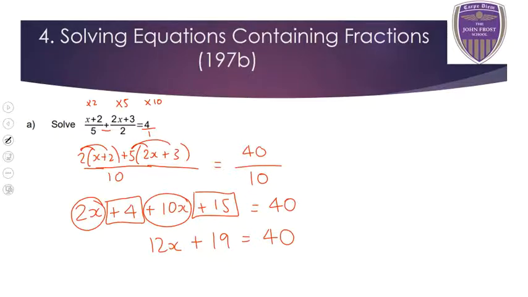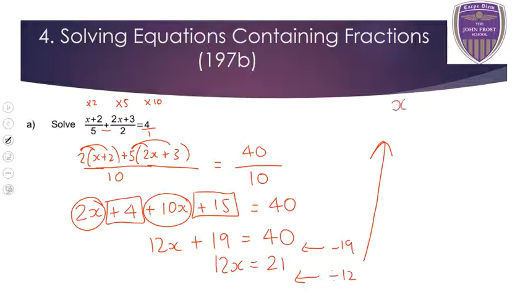So we're working backwards to find the value of x. So take away 19 from both sides, first of all. We get 12x equals, and then 40 take away 19 is 21. And the next step from there then, we don't want 12x, we want 1x. So we divide by 12, and I'll finish it off over here then.